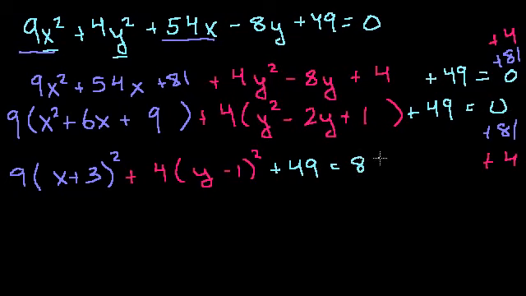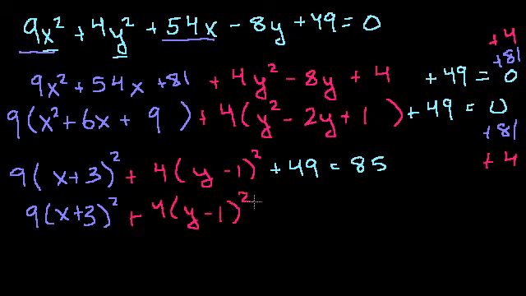to 85. All right, so now we have 9 times x plus 3 squared plus 4 times y minus 1 squared. And let's subtract 49 from both sides. That is equal to, let's see, if I subtract 50 from 85, I get 35. So if I subtract 49, I get 36. And now we're getting close.